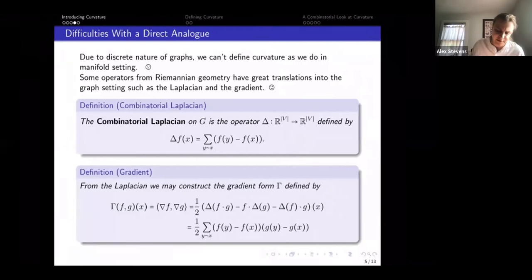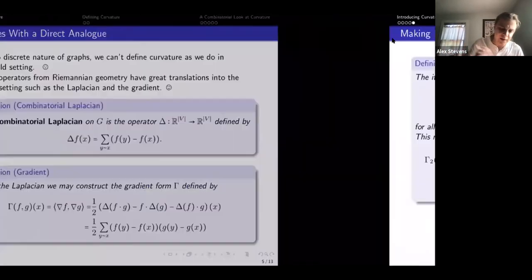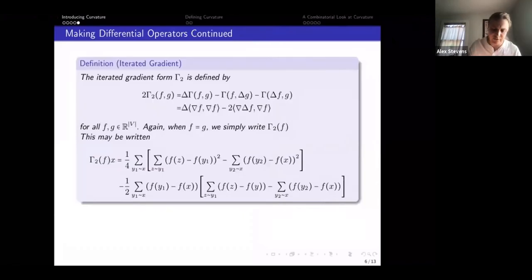We can define the gradient, and we can do it in a couple of different ways. Something important to notice here is that the gradient is also a local condition. You can think of this again as a matrix acting on a function on our vertices, and it's looking at locally what's going on around a vertex x. So we can define the iterated gradient form in this way. Again, none of this is super important.